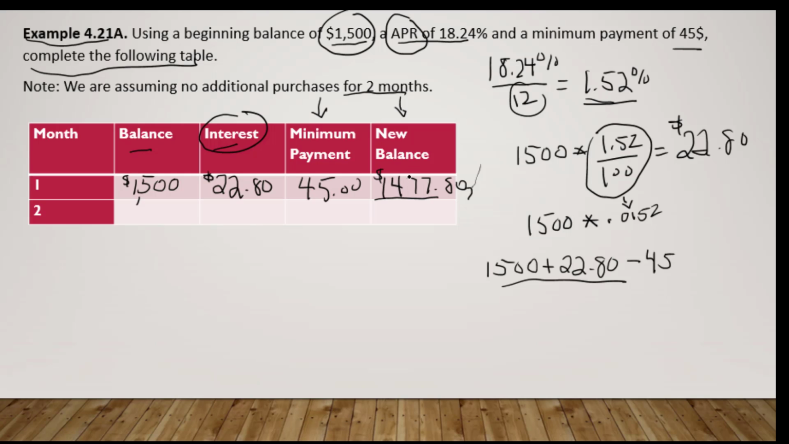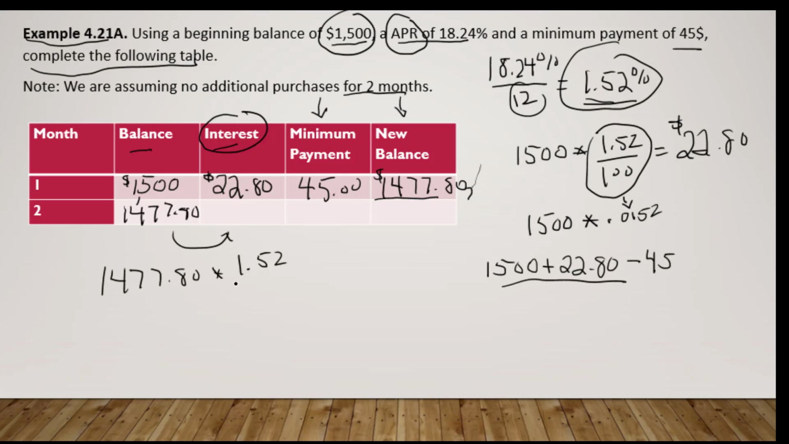Now the new balance, the balance at the end of month 1, is the same as the balance at the beginning of month 2. My interest is not going to be the same because I don't owe as much money. It's going to be a little bit less, right? So my interest here, 1477.80 times, again, my monthly interest rate, 1.52 over 100, and put that in your calculator.